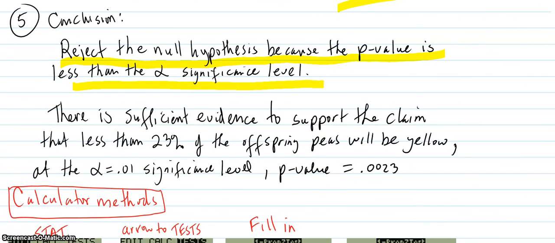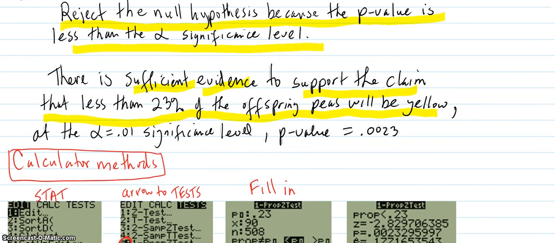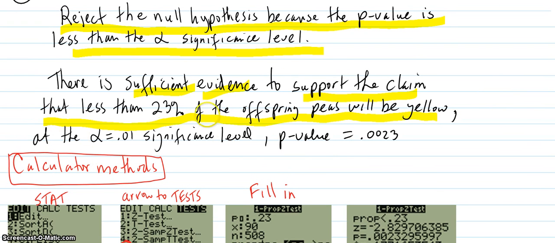Okay, so in the story, there is sufficient evidence to support the claim that less than 23% of the offspring peas will be yellow. Okay, so you always tie it back into the story. And then for the scientist reading the journal article or wherever your result is in, it's at the alpha 0.01 significance level, p-value equals 0.0023.